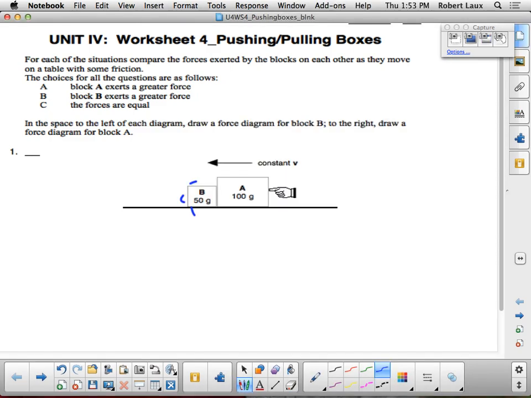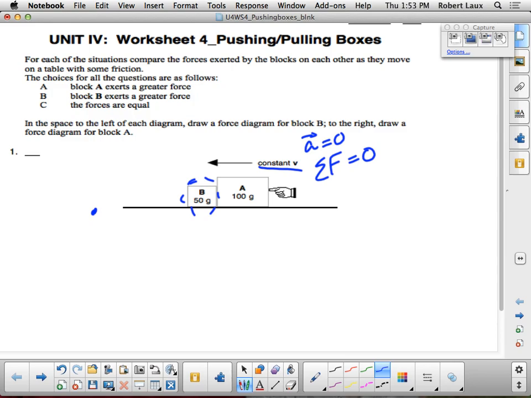Now, before we do that, we want to consider what kind of motion it's experiencing. And what kind of motion does it have? Constant velocity. Which tells us the acceleration is 0, which means the net force is 0. And specifically, we're talking about along the x-axis this time, right? We need to make sure the net force along the x-axis is 0. So, let's go ahead and draw a force diagram for block B.